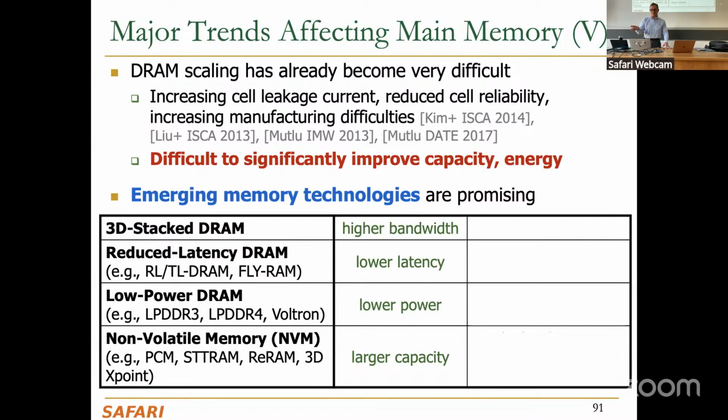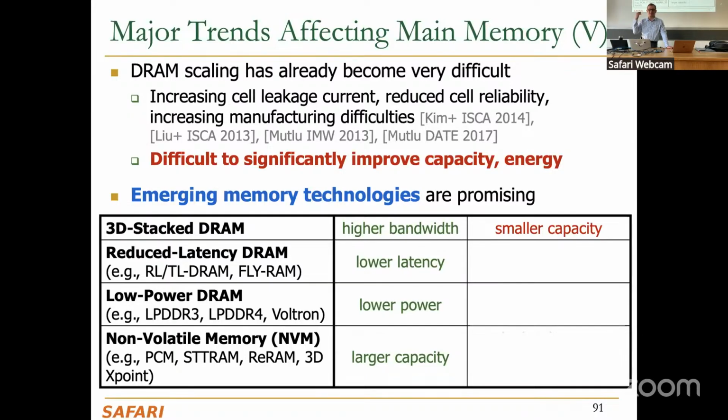So these things have been enabled partly, in good parts, because technology scaling has become very difficult, but also due to different demands from different applications. For example, 3D stacked DRAM, reduced latency DRAM, low power, different use cases, right? We're going to see some of these later on. The downside is there's always a downside, basically. There's no memory technology that's good at every single metric that we care about.